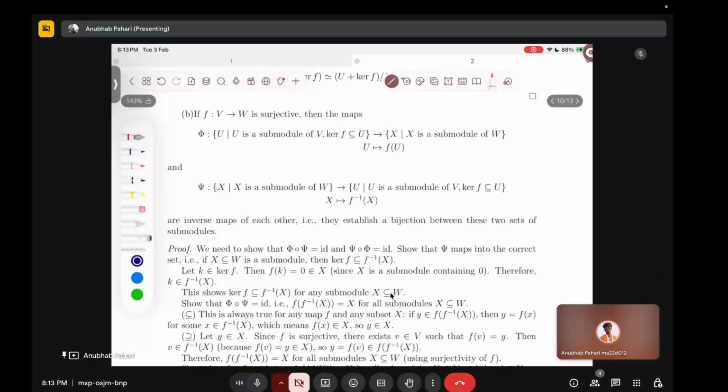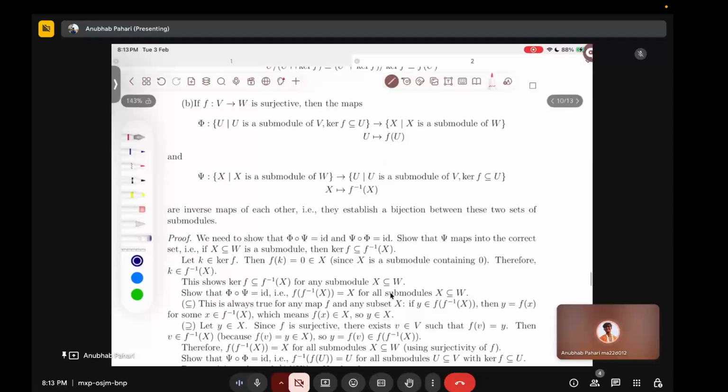Now we will prove something functorial, that is, if f from V to W is a surjective module homomorphism, then consider the maps phi, where phi is a map from the collection of submodules U containing the kernel of f to the collection of submodules X of W. So there is a map from U to f of U, and again X is a submodule of W and U is a submodule of V which contains the kernel of f, and X maps to f inverse of X.